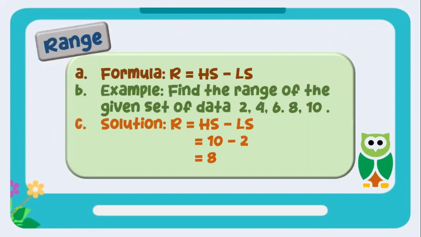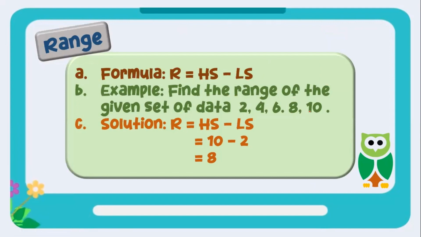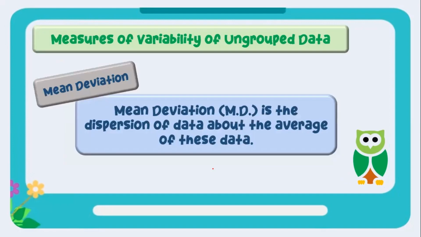So let's have some examples. Find the range of the given set of data: 2, 4, 6, 8, and 10. For our solution, we have highest score minus lowest score. What's the highest score in this given set of data? It's 10. And the lowest score is 2. So we have here 10 minus 2 is equal to 8. As simple as that.